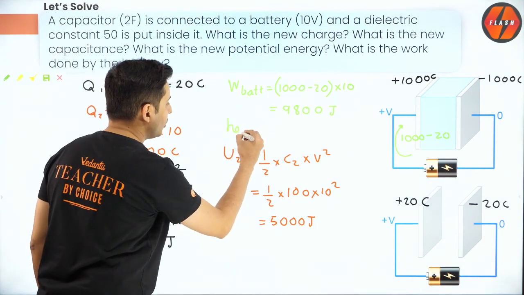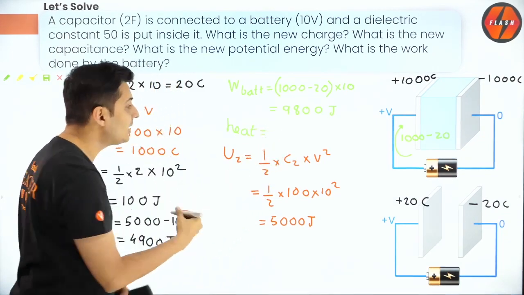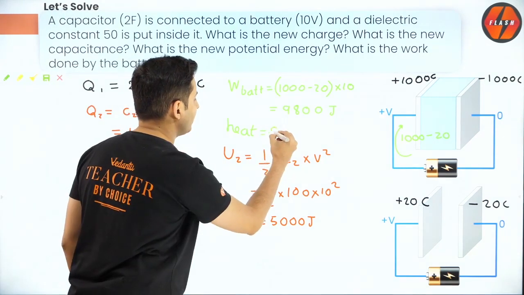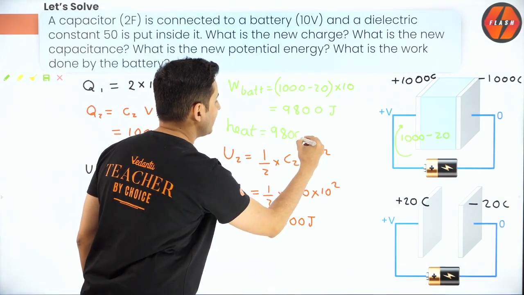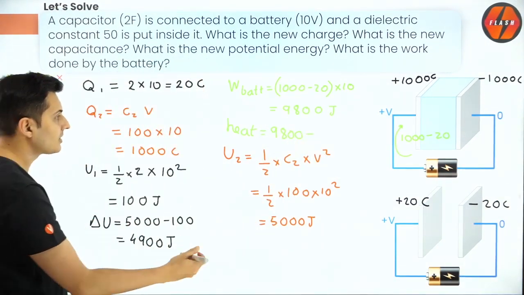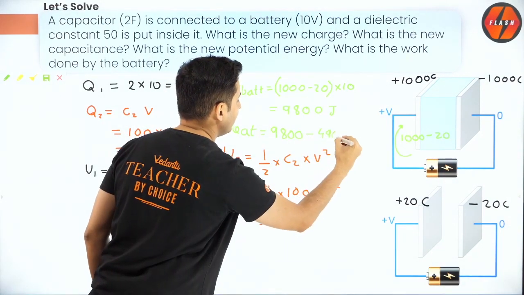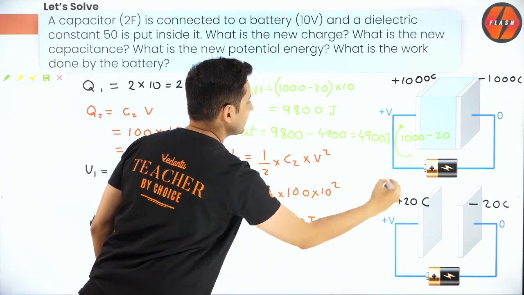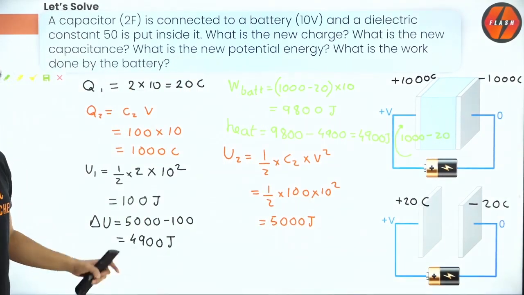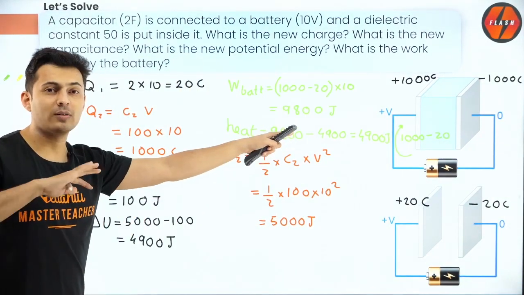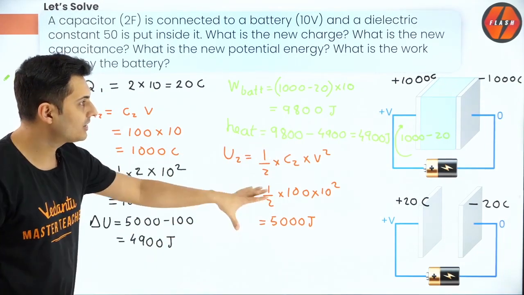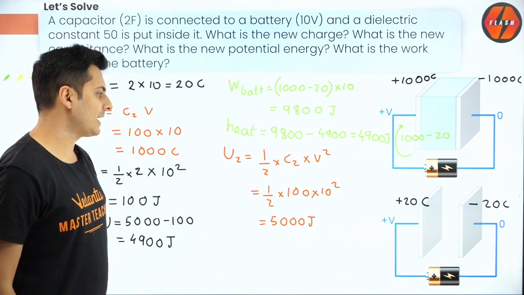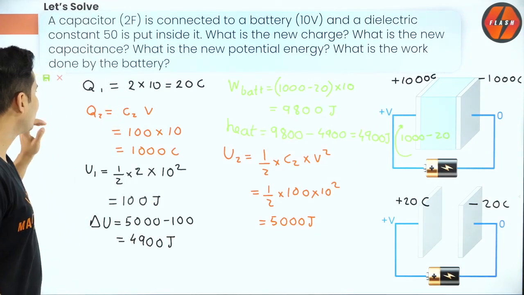In fact, a question could have been, how much heat was generated in this process? So the amount of heat generated in this process is 9800 minus 4900, which is going to be again 4900 joules. Understand that. So 4900 joules of heat is generated in the process of just putting that dielectric inside that particular capacitor. I hope this is very clear now.